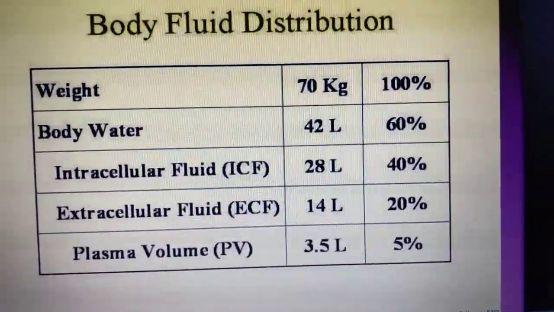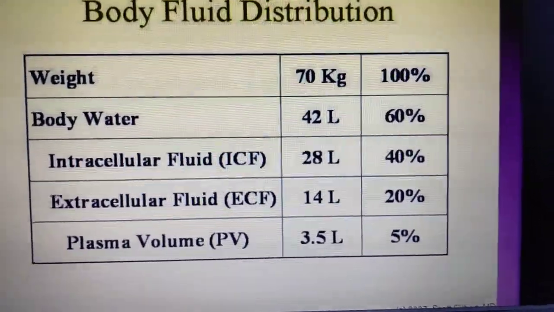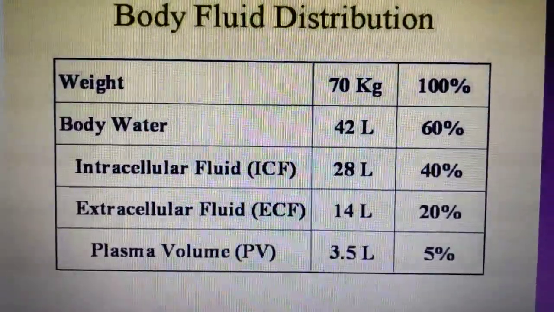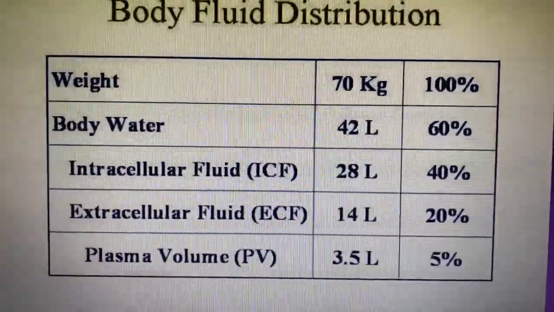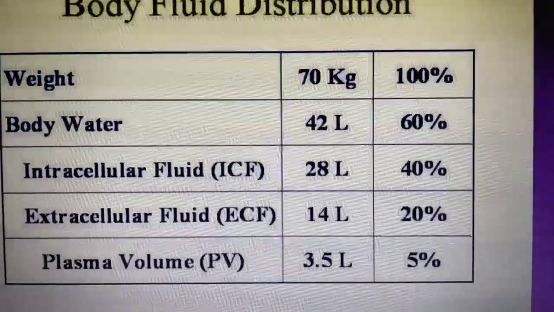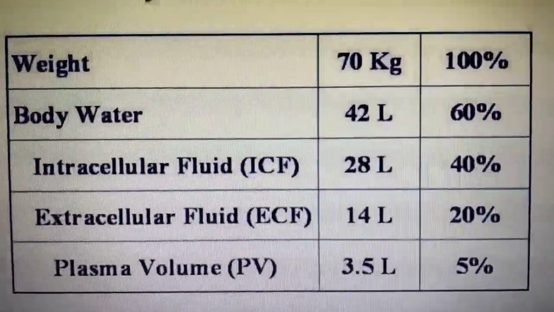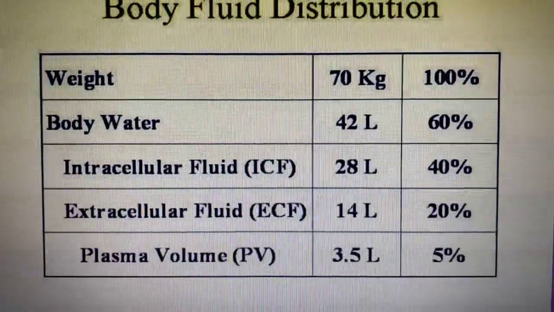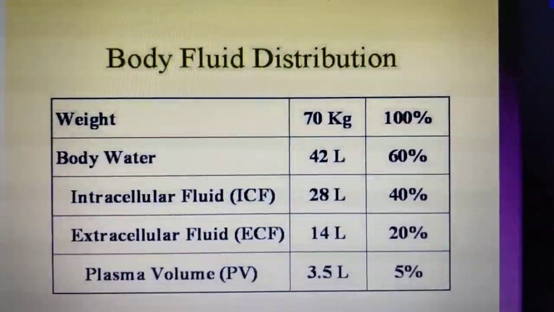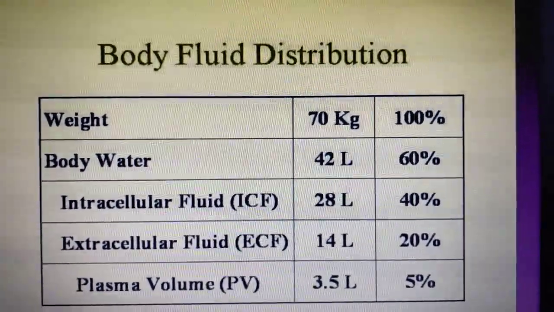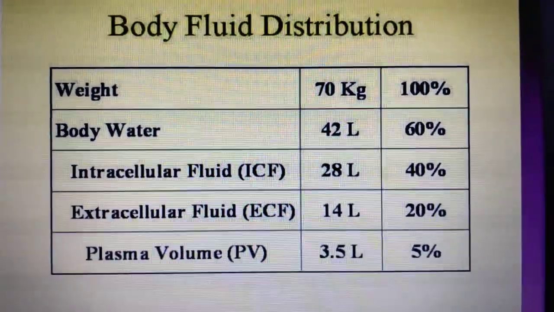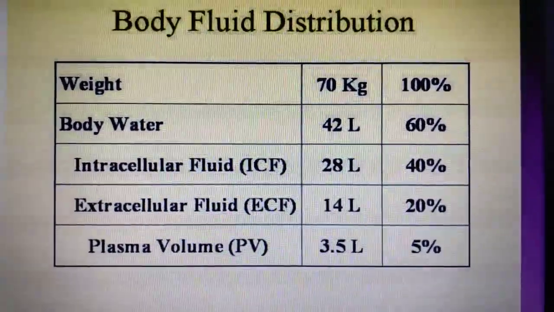Okay, 60% of the body is water. How much will go to intracellular fluid? That is 28 liters, which means 40%. And how much is for extracellular fluid? That is 14 liters, which we call 20%. Okay, ICF, ECF, and what about the plasma volume? PV is 3.5 liters, which is only 5%. This is the brief structure of the body fluid, and how it is distributed in the body. Understood? ICF, ECF, PV and all.